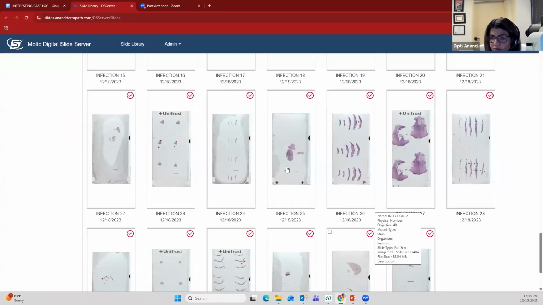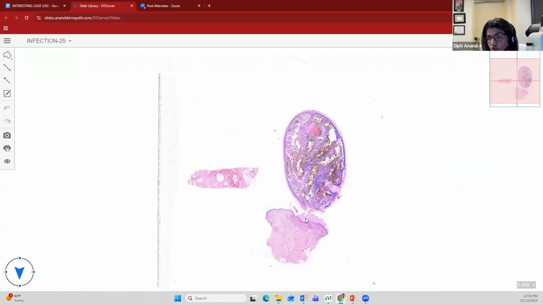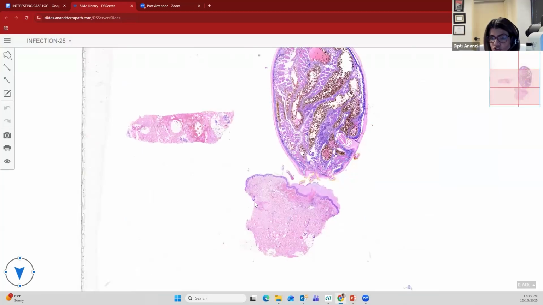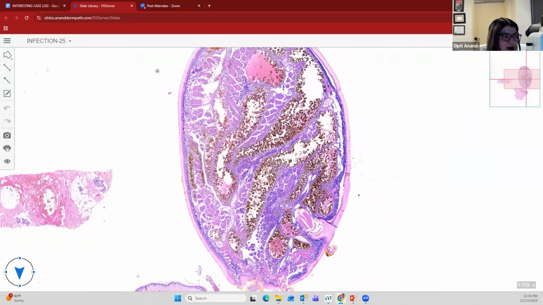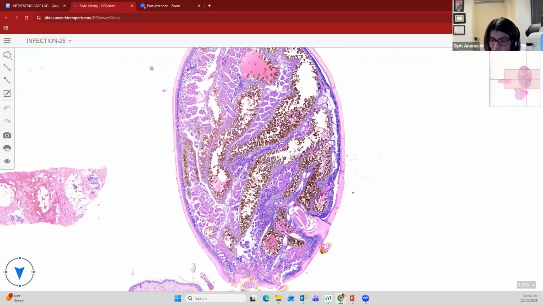Okay, the next one, I just want to show you this. This is an example of an engorged tick which was stuck to the patient's skin. This is how disgusting it looks. You can see the entire tick in its glory. It has been mounted on this slide, so it's a beautiful section.